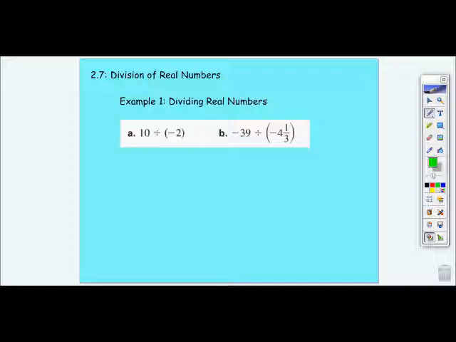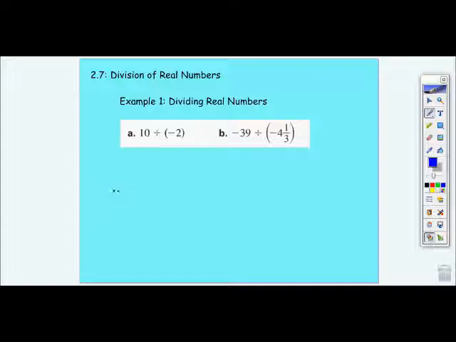In letter A, we have 10 divided by -2. So we're going to go back to our rules of multiplication. They also apply for division. We have a positive and a negative, so our answer is going to be negative. Let's change from that green color. I think the blue shows up much better. Positive and a negative, so we know we're going to have a negative.